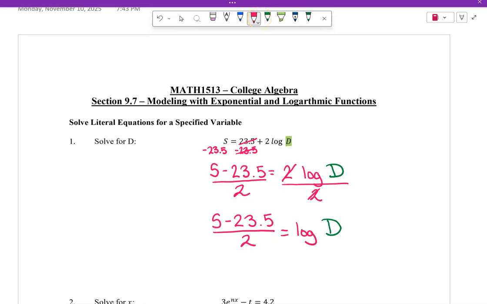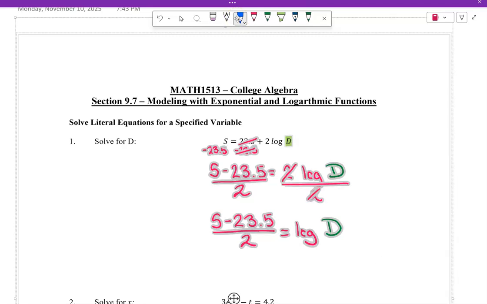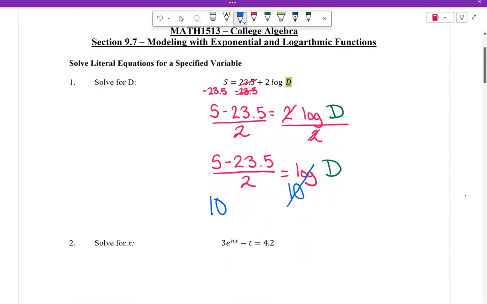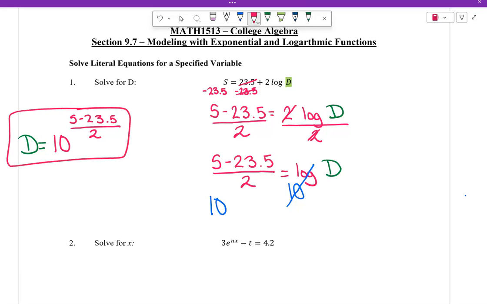Okay, so we're almost there. How do I undo a log? Well, remember, log has a base 10. So if I take this to the 10th power, we will be able to cancel these out. That means the D that we've been looking for is 10 to the S minus 23.5 divided by 2 power.